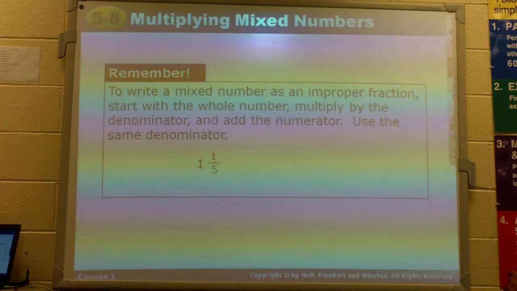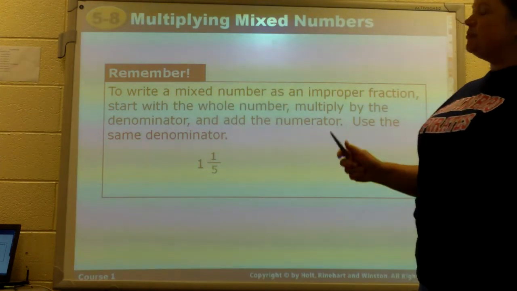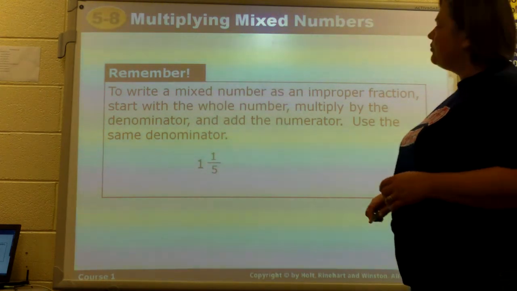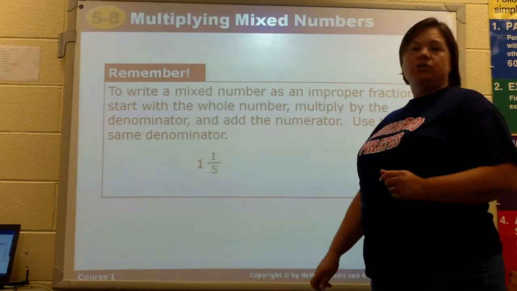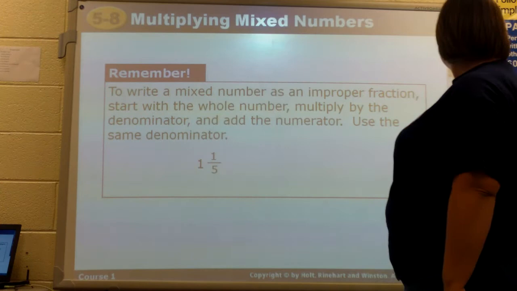Hi class, today we're going to be looking at how to multiply mixed numbers and fractions, but before we do that we need to review how to convert a mixed number into an improper fraction or an improper fraction back to a mixed number.